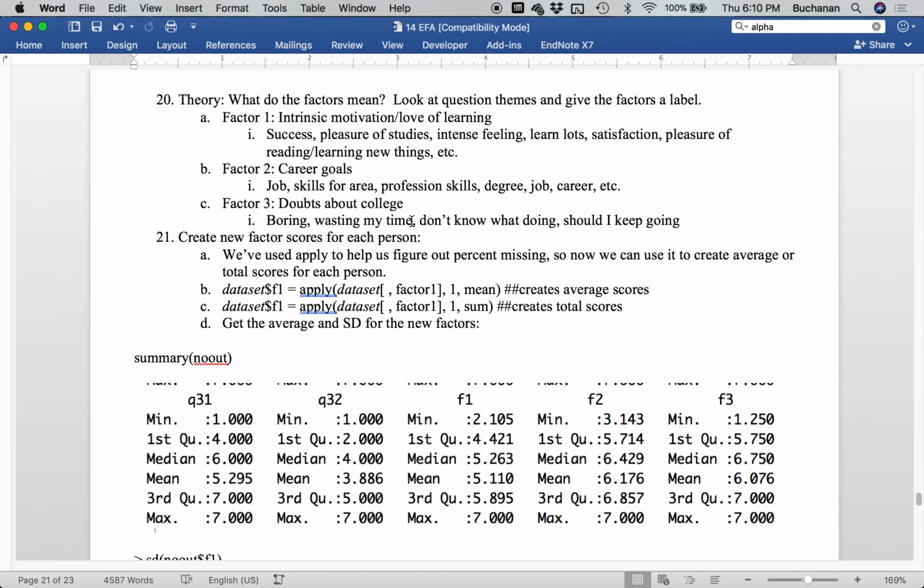You should always be concerned when all of the negative items load together, because that implies that they're doing something different than the rest of them. If that's what you want, okay. If that's not what you want, not a good sign.